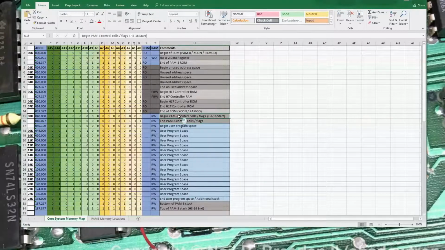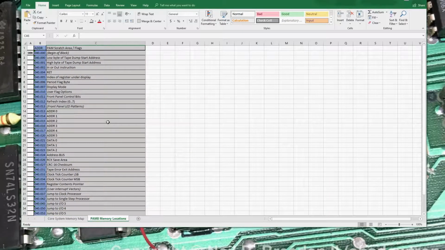We can go in and look at the PAM8 control cells and flags. I've captured that information here, and it goes through the things that I know about it. So of course there's the 040000 address at the beginning of the block. If you're going to dump memory to tape, you're going to put the low byte of the starting address in this byte and the high byte of the starting address here.